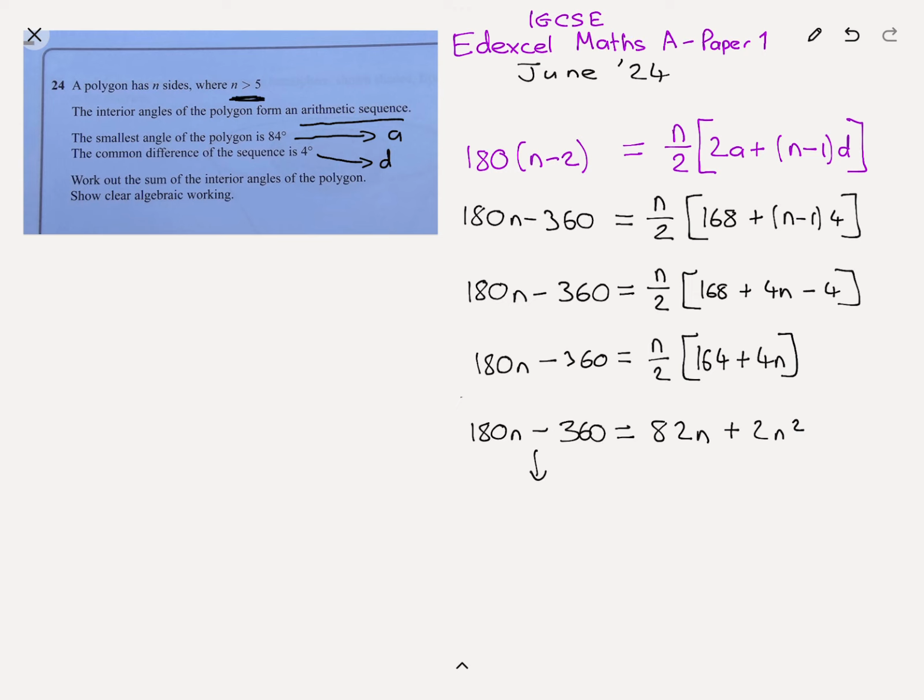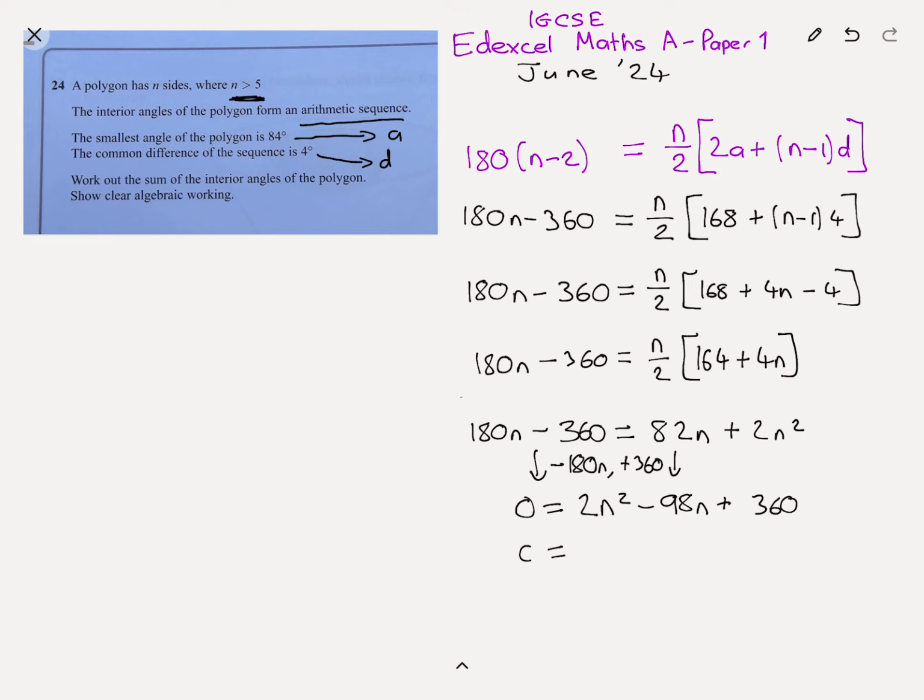Now what we need to do at this point is, well, we've got a quadratic. Why have we got a quadratic? Because we've got a squared term. Let's move everything from the left-hand side of our equation to the right. Keep that n squared coefficient positive at all times, makes it easier to solve. So we're going to subtract 180n, but we're also going to add 360. So we've got 2n squared minus 98n, and then plus 360. Now, at this point, we can use the quadratic formula, or double brackets, however you have done it. However, we do have a common factor of 2 throughout all of our terms.